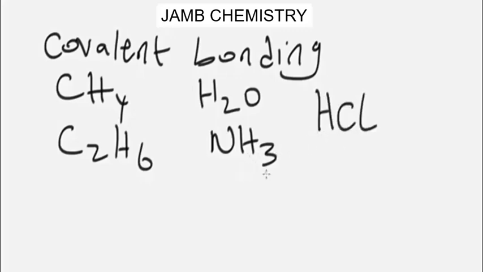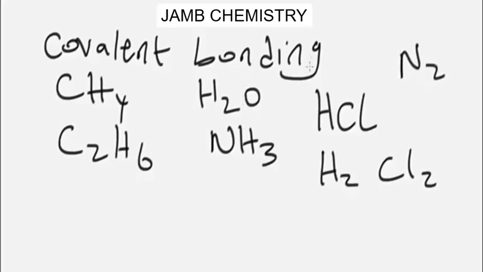And even our molecules, gaseous elements like hydrogen gas, chlorine gas, they are all covalent elements. They have covalent bonding in them. Even our nitrogen gas also has it. These are examples of covalent elements and compounds.